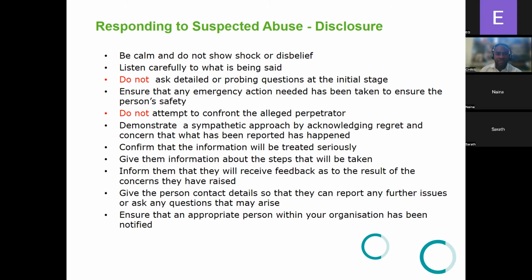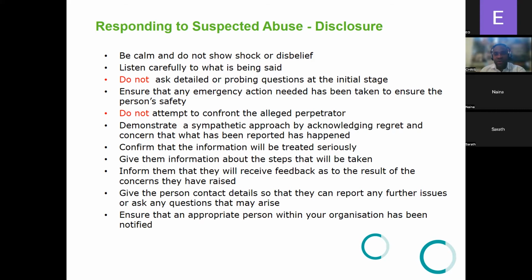Number 7, confirm that the information will be treated seriously. Let the service user know that what you've told me, I'm going to make sure I report to the appropriate officer. You don't mention anybody's name because it may be that same person who is abusing the person. So you don't mention anybody's name.